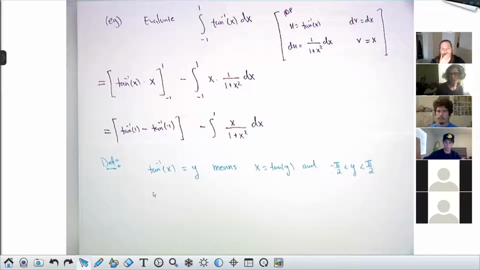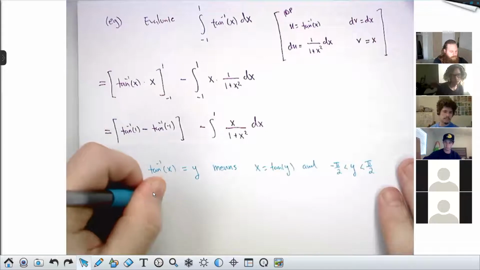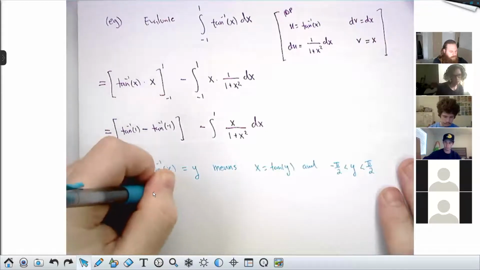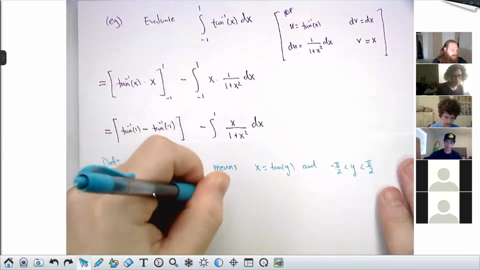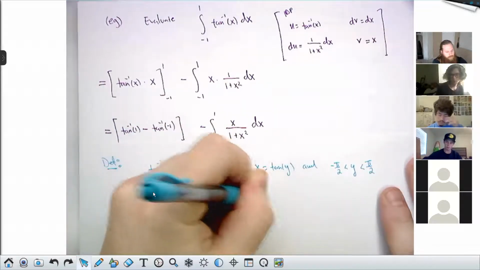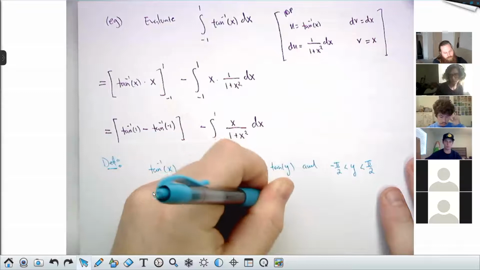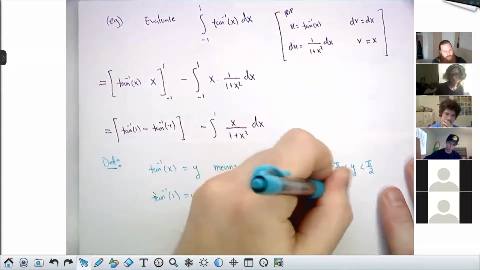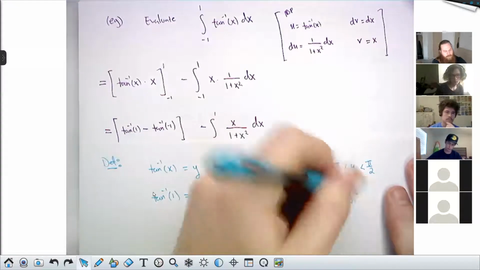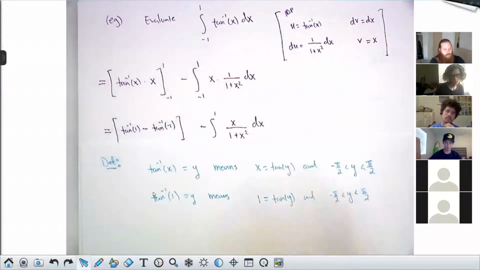Pi/4. Good, right? Very good. So I'll rewrite this in the specifics here, right? The inverse tangent of 1 equals y means that 1 is equal to the tangent of y, and negative pi over 2 is less than y is less than pi over 2.